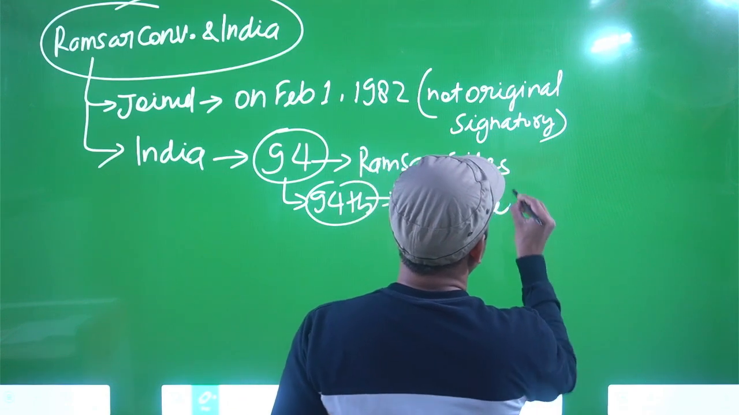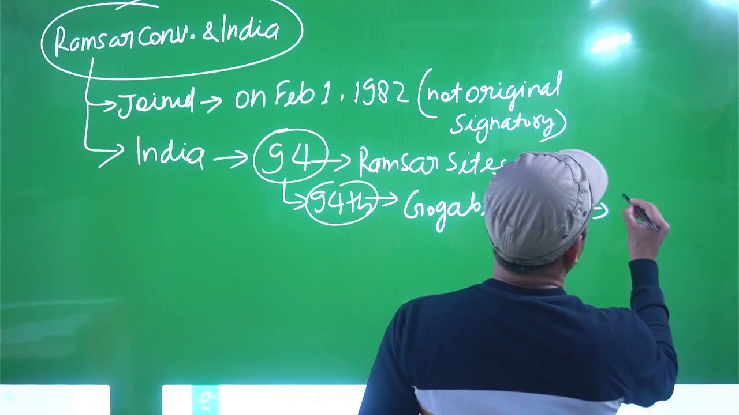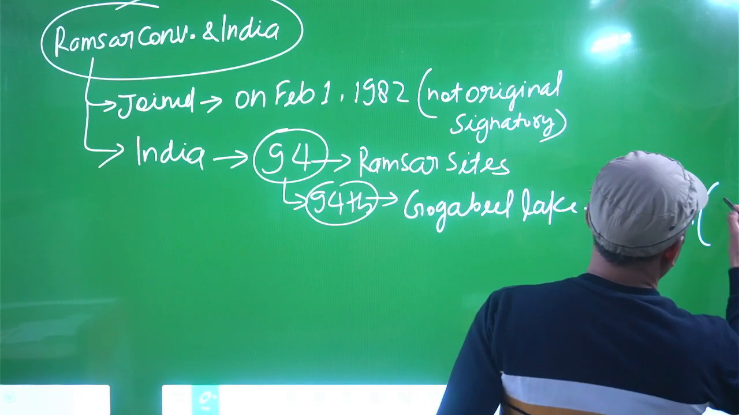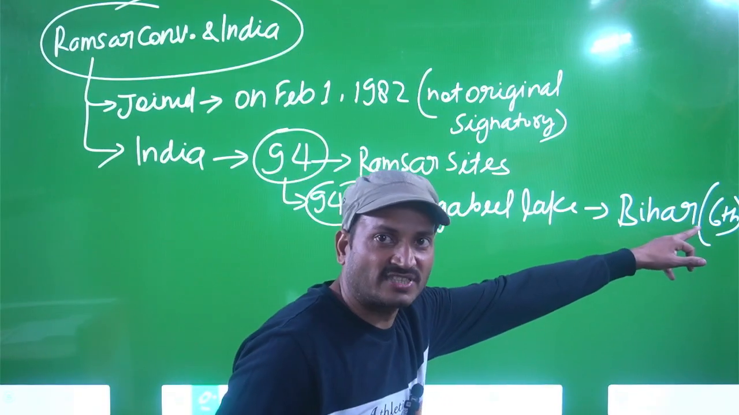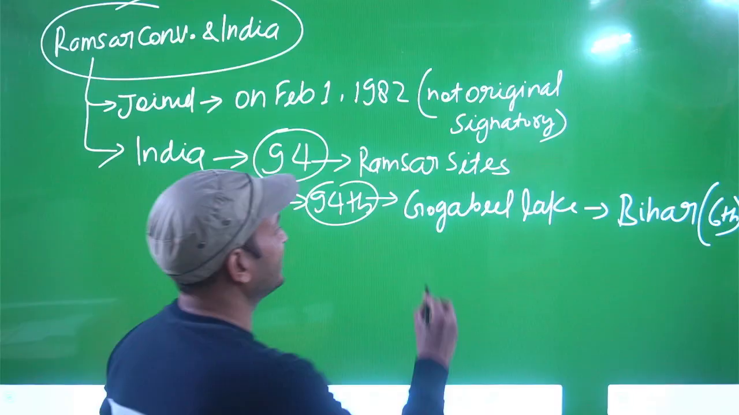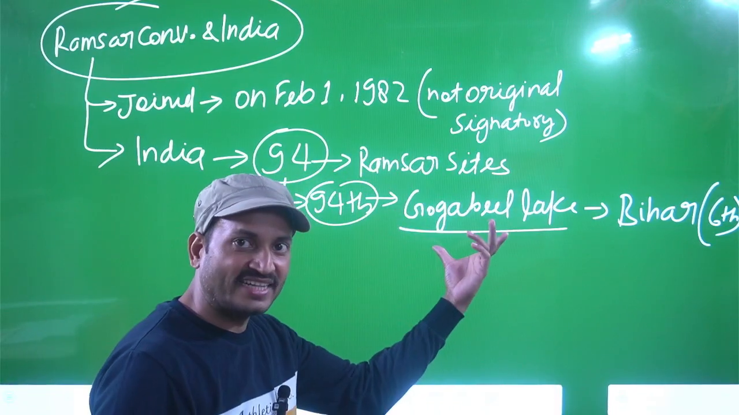Gogabil Lake of Katihar district in Bihar. It became the 6th Ramsar site in Bihar and the 94th Ramsar site in India. Gogabil Lake was recognized as a Ramsar site last week.